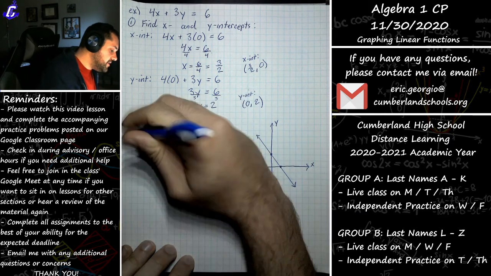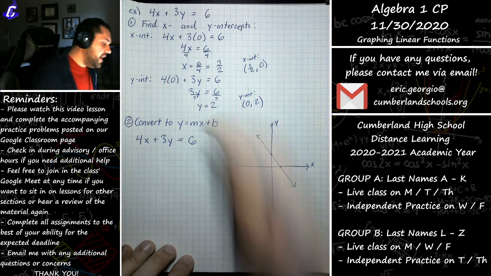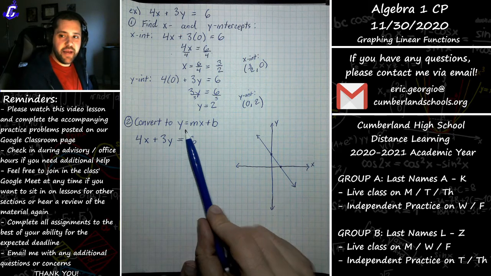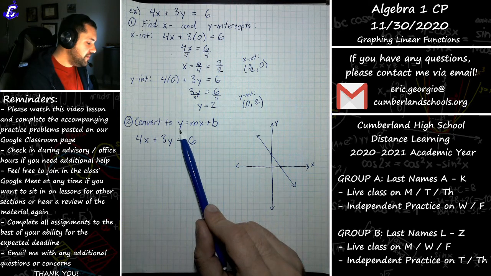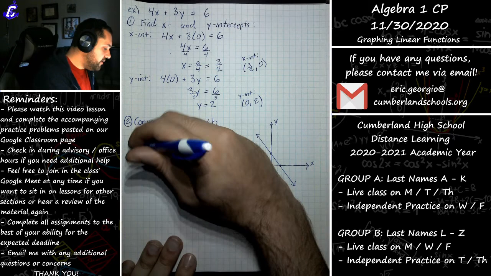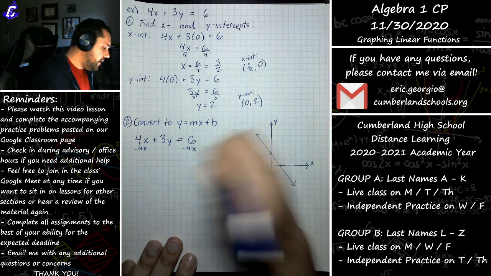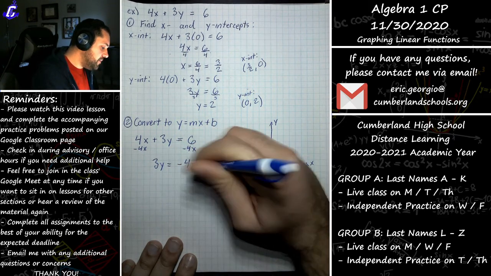So let's start with our 4x plus 3y is equal to 6. If I want 4x plus 3y equals 6 to look like y equals mx plus b, that means I want y alone on the left-hand side of the equation. In order to accomplish that, I would subtract 4x to move that 4x over here. That would give us that 3y is equal to negative 4x plus 6.